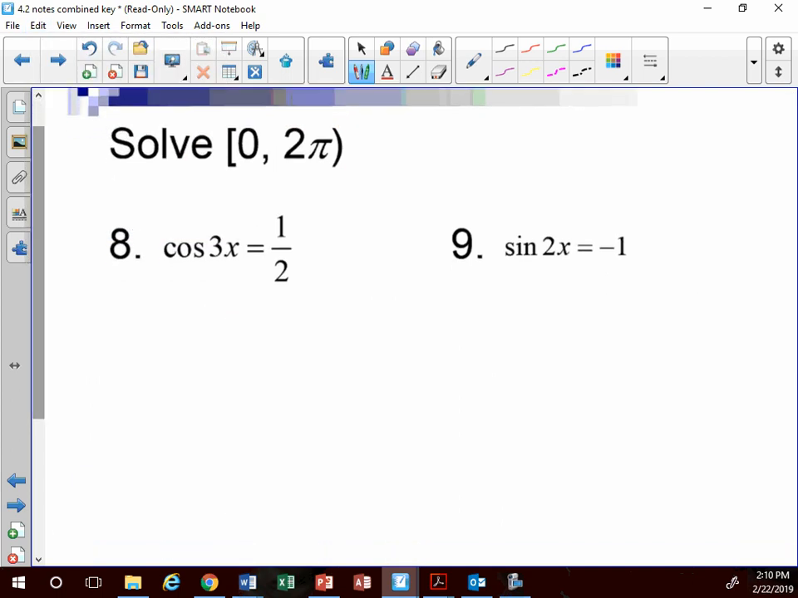All right, directions changed. We are back to solving 0 to 2 pi. Write down both 8 and 9. These are probably pretty close to the hardest stuff in the whole unit. Individually, none of it is that bad. It's on the test when your mind tries to jumble it all together. Don't let that happen, okay?